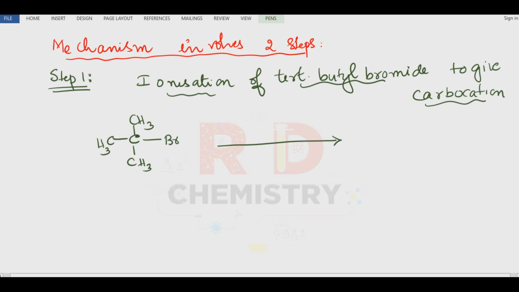Ionization. This carbon-bromine covalent bond will undergo ionization. When I say ionization, it gives a cation and an anion. But breaking this bond is not that easy because it's a covalent bond, a stronger bond, a sigma bond. Therefore the first step is the slow step, and this is known as the RDS. What is RDS? Rate determining step.